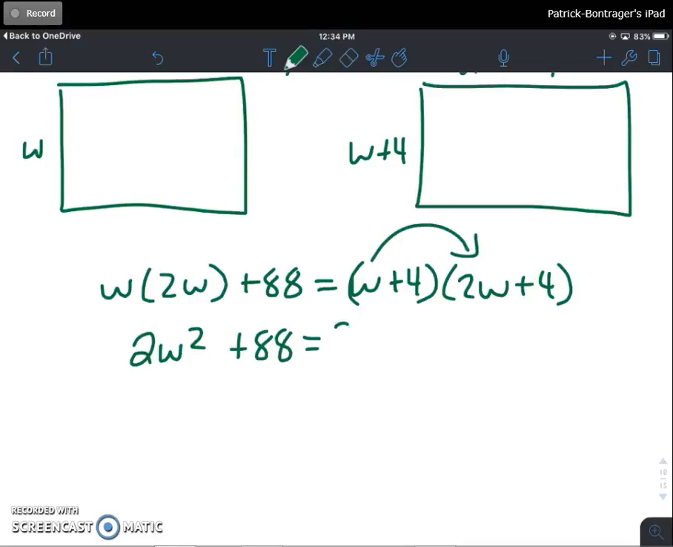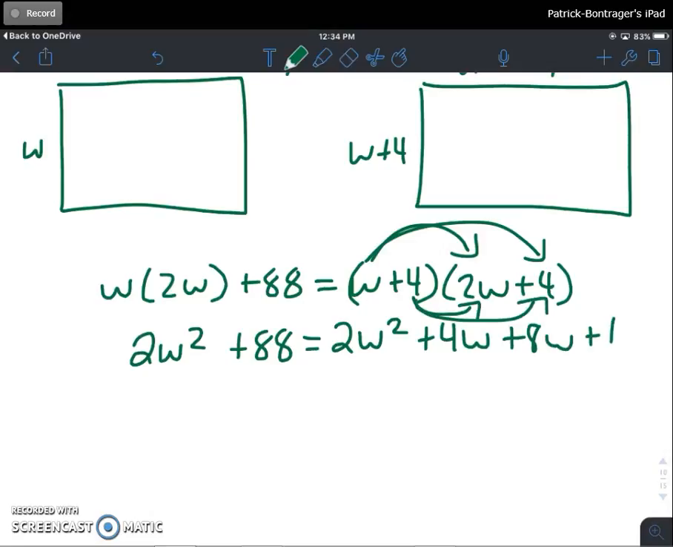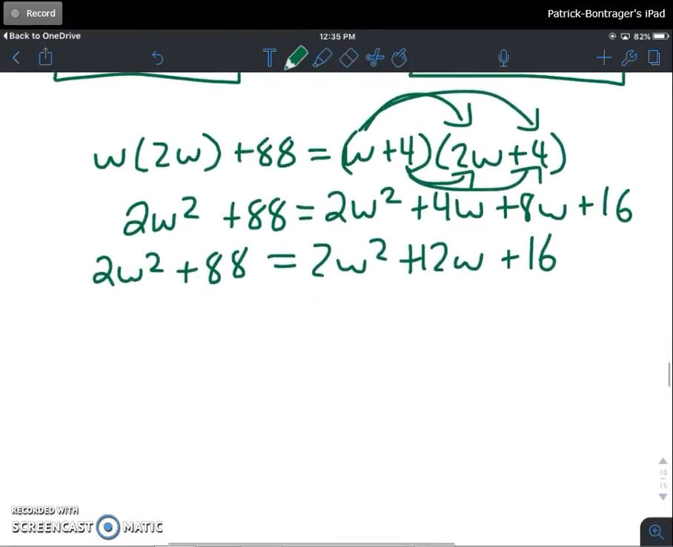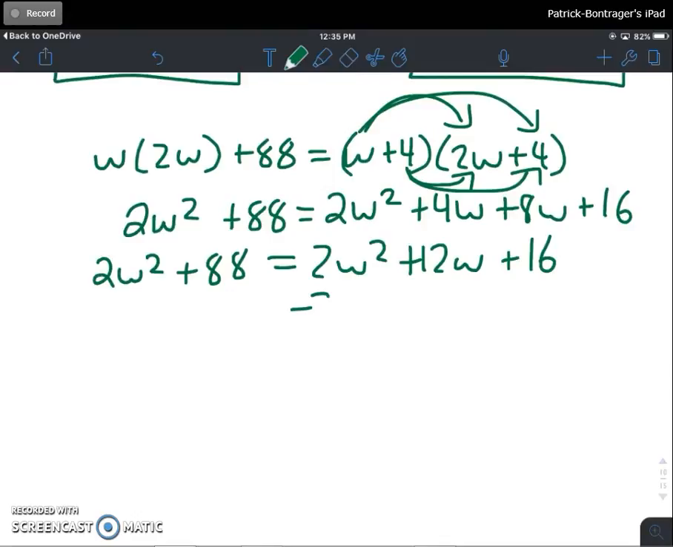W times 2W is 2W squared. W times 4 is 4W. 4 times 2W is 8W. 4 times 4 is 16. Combine like terms, no like terms on the left. On the right, I could combine 8W and 4W, which is 12W. Again, move my variables on one side and my constants on the other. When I do that, both sides cancel out, so then I'm going to move the 16.